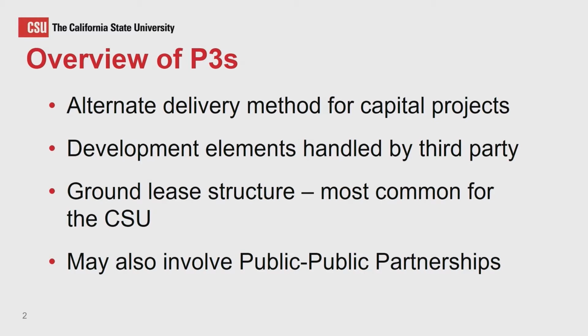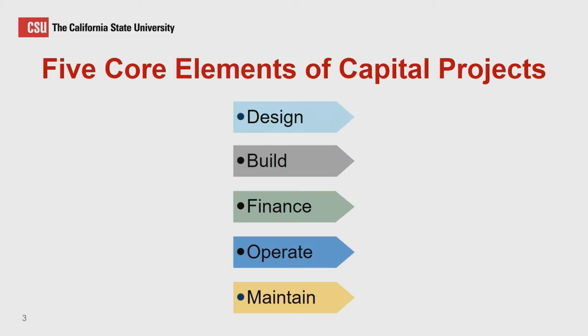So I'm going to start off with Robert Eaton. And Robert, I know that there are 5 key elements of a P3 project. Could you just run through what those are and how they work? Sure, Steve, and good afternoon, trustees. When it comes to utilizing a P3 structure, a development method, I think it can be useful to think of capital projects generally as the result of 5 core elements. We design the project, we build it, we finance it, we operate it, and we maintain it.